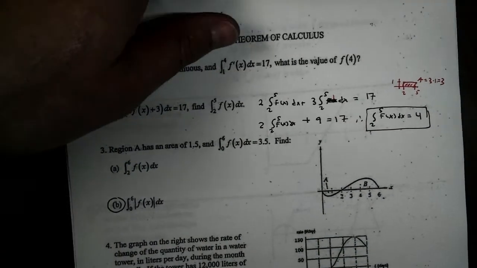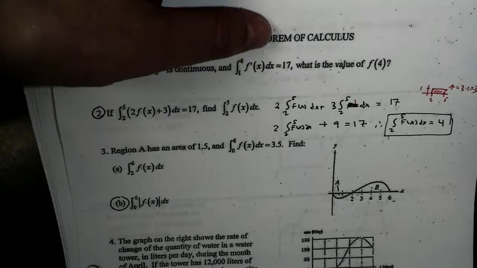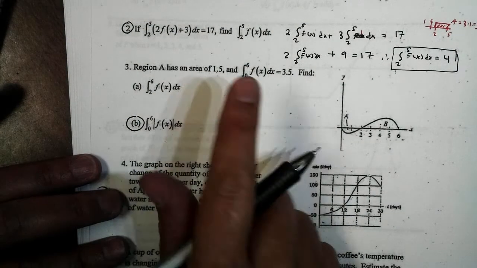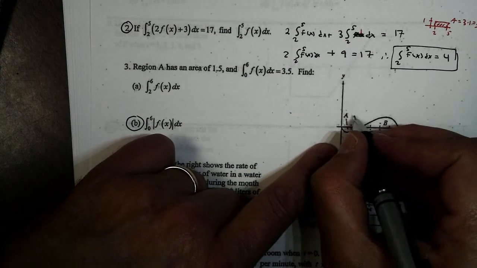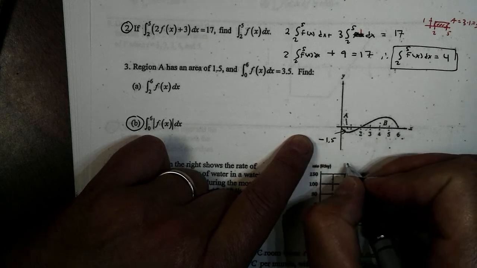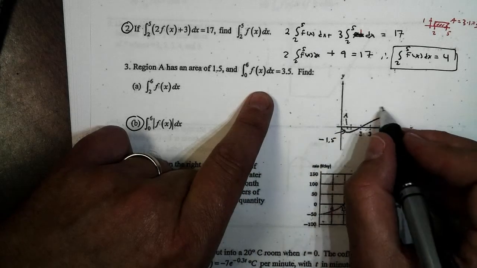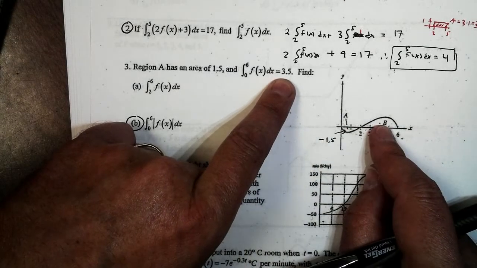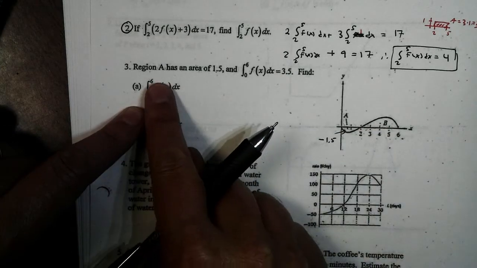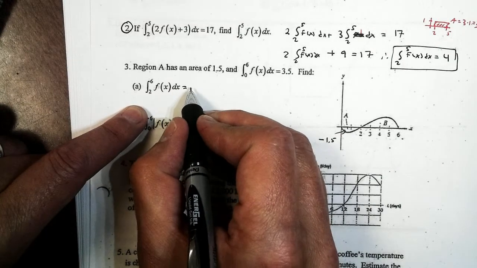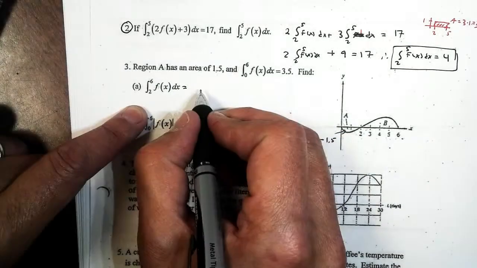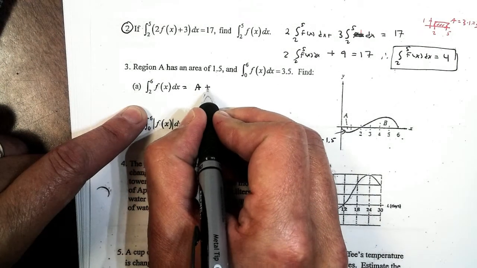Alright, so let's take a look at number 3 here real fast. Given region A has an area of 1.5. Now they're never going to tell you this, but remember, A is really negative 1.5 because it's below. And the whole area is 3.5. So we have to find the region from 2 to 6. If I want to find the region of 2 to 6, well, we could just break that down. That's our geometry problem. That is just region A plus region B.